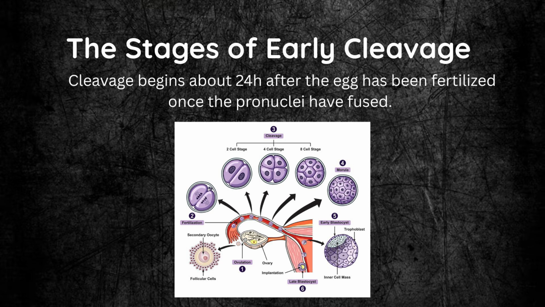After fertilization, the development of a multicellular organism proceeds by a process called cleavage, a series of mitotic divisions whereby the enormous volume of egg cytoplasm is divided into numerous smaller nucleated cells. These cleavage stage cells are called blastomeres. As you can see on the illustration, those are the stages of early cleavage. Cleavage begins about 24 hours after the egg has been fertilized, once the pronuclei have fused. We will discuss cleavage as if each division occurs synchronously because it is easier to understand this way.